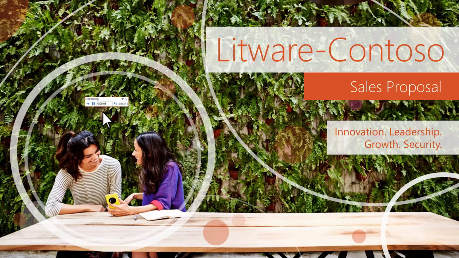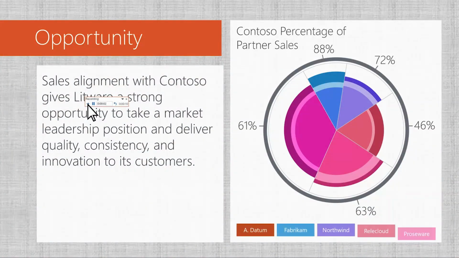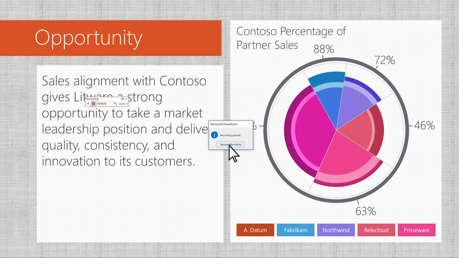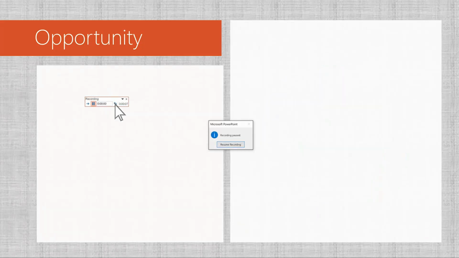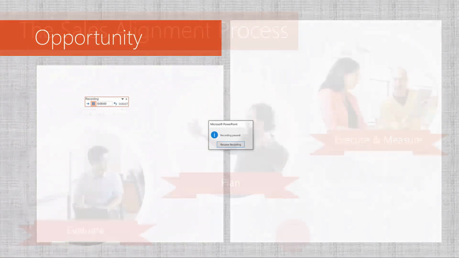As you rehearse, use Next to go to the next slide. Pause temporarily stops recording the time. Select Resume Recording to continue. If you need to restart recording the time for the current slide, select Repeat, and then select Resume Recording to start again on that slide.